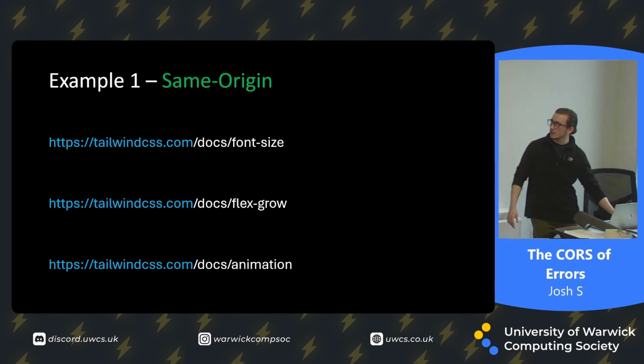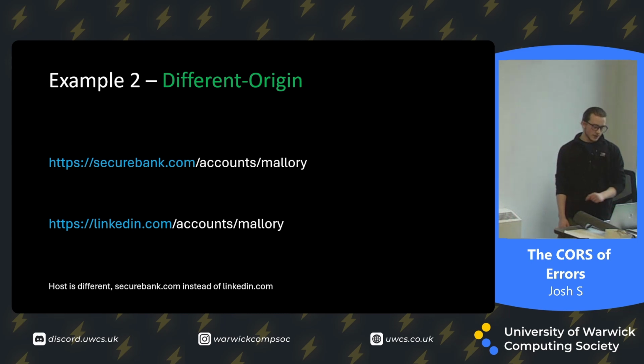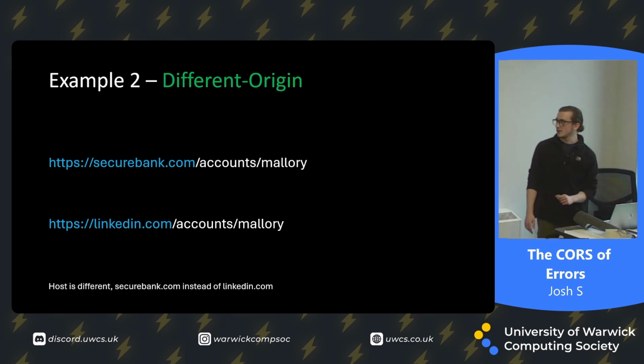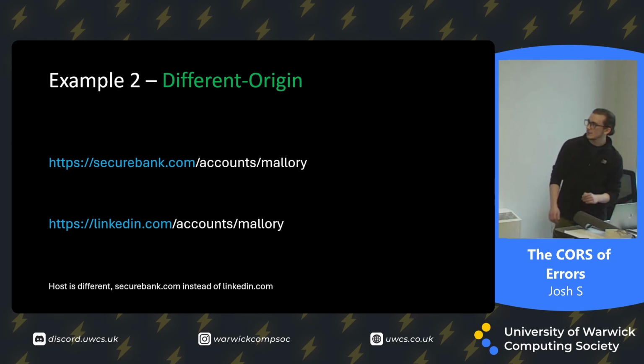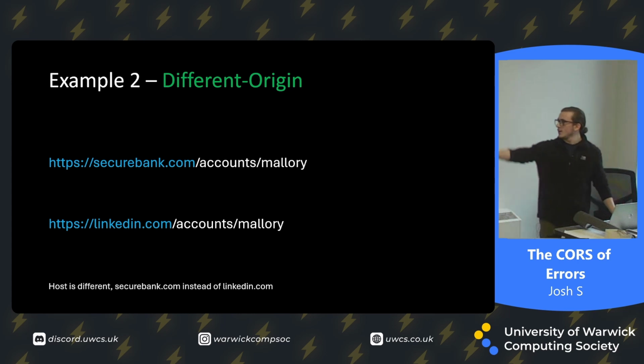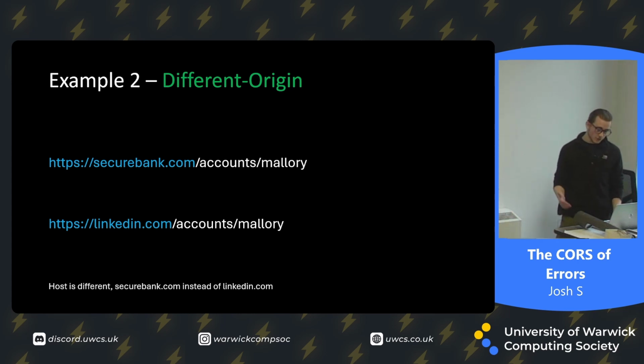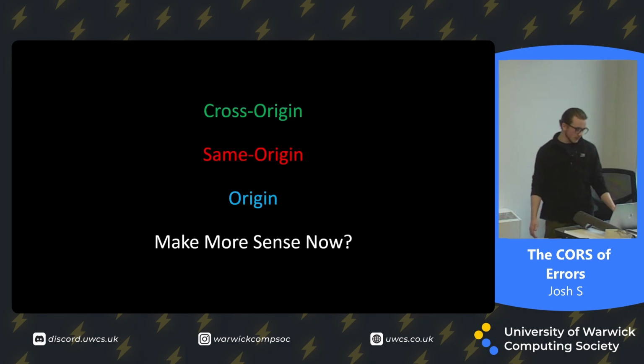So, logically, they all represent the same origin. Now, what would different origins look like? Well, they have the same scheme, HTTPS, but clearly, the host is different. Secure Bank compared to LinkedIn.com. So we have a different origin, or cross-origin. So, cross-origin, same origin, makes more sense now, right?